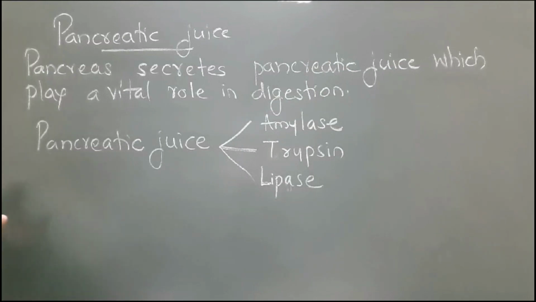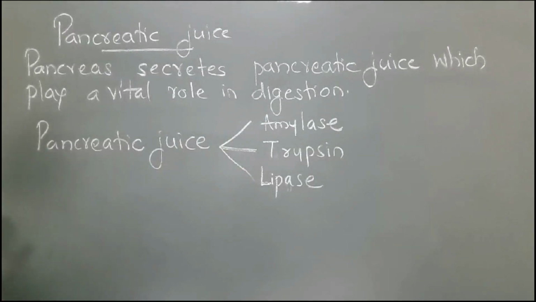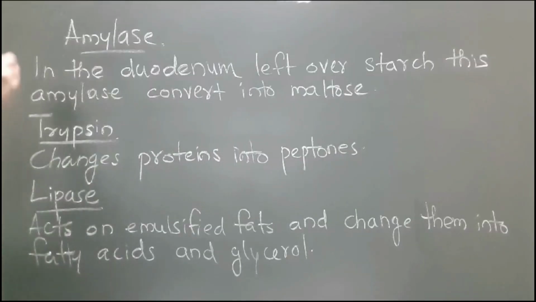Let's learn about these 3 enzymes in detail. Number 1, amylase. Number 2, trypsin. Number 3, lipase. These are the 3 enzymes. Number 1, amylase. In the duodenum, the leftover starch, this amylase converts into maltose. Why is it said here leftover starch?